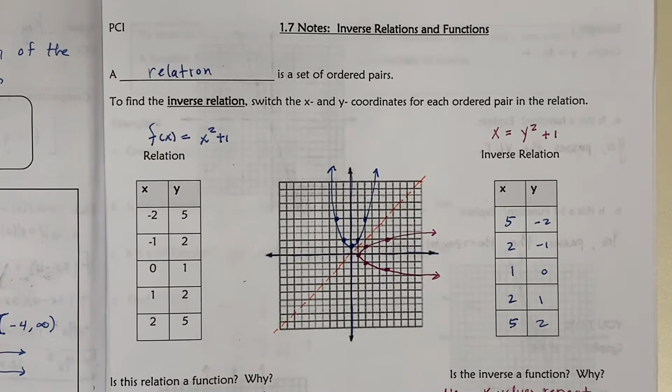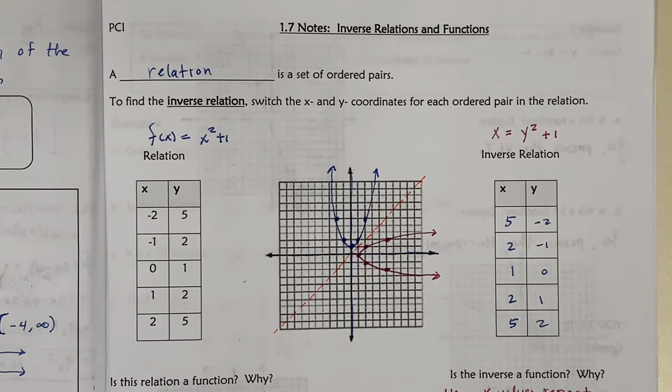Today we're going to take a look at Chapter 1, Lesson 7, Inverse Relations and Functions. Hopefully you have read the pages in the textbook, and I'm going to go through and summarize what was discussed. Now, we've been talking about functions, and functions are special types of relations.